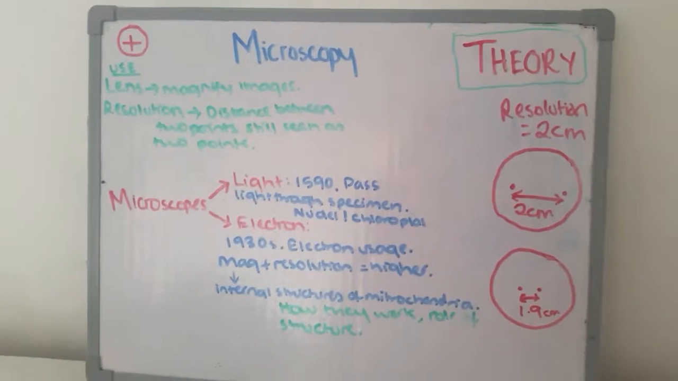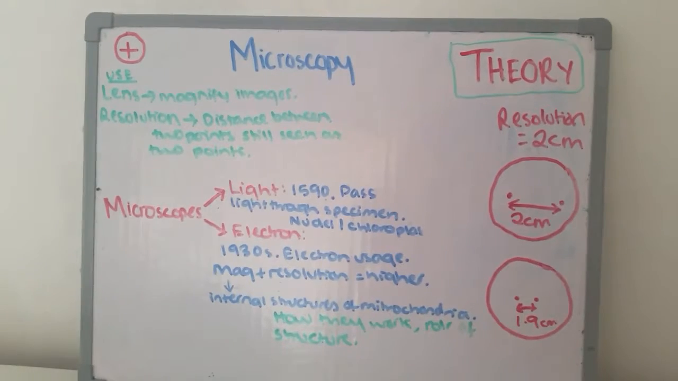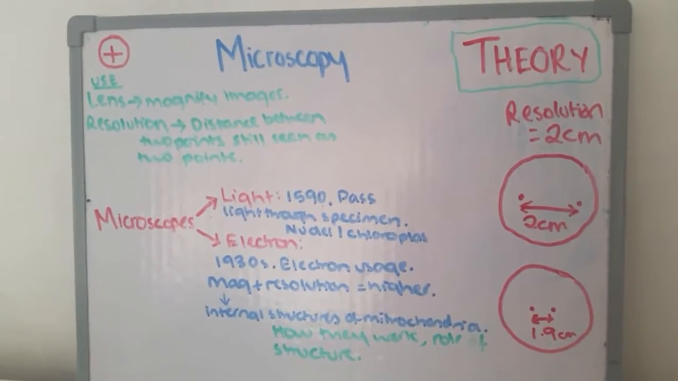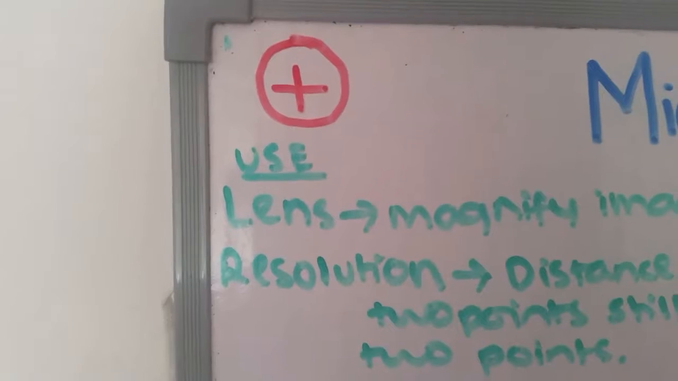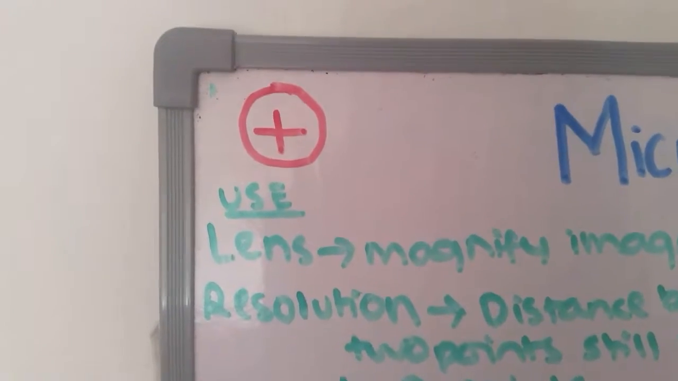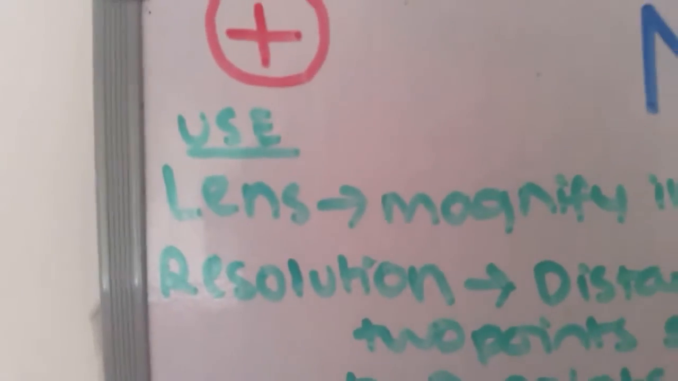In this video I'm going to be talking about microscopes, and this is basically the theory section of all the three parts. So the usage of microscopes is the first thing that we're going to learn about today. Microscopes use something called lenses.